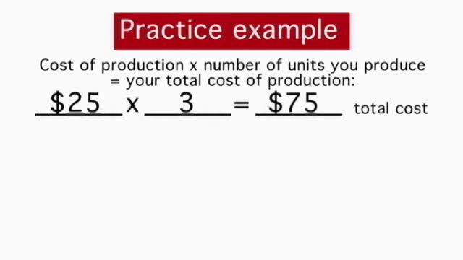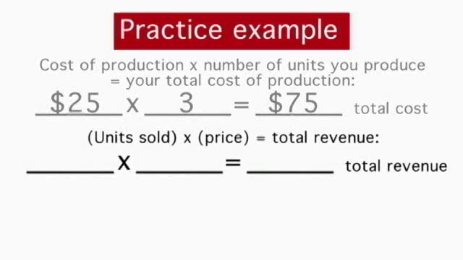75. Now let's figure out our total revenue. You produce 3, and you get to sell all that you produce. So if you sell 3, and your revenue is $75 a piece, what's your total revenue?